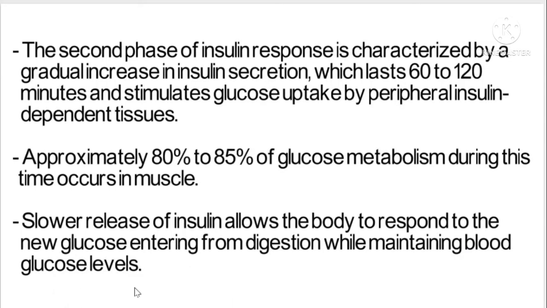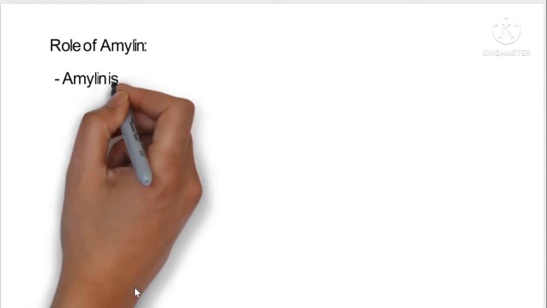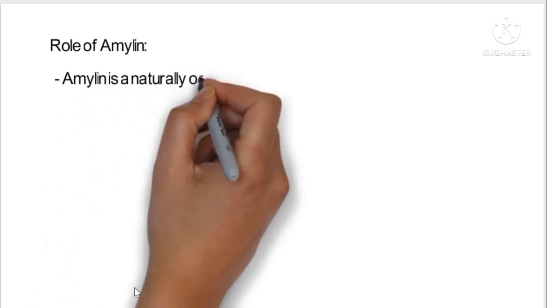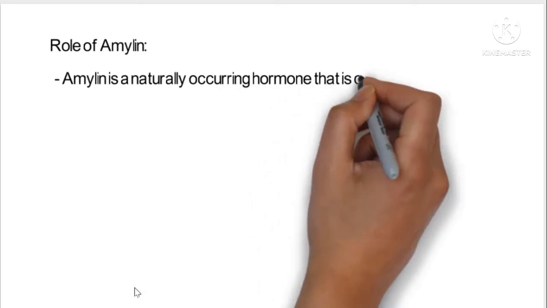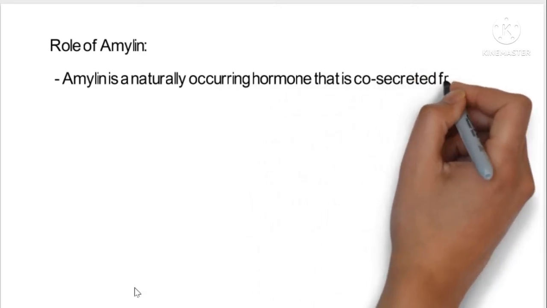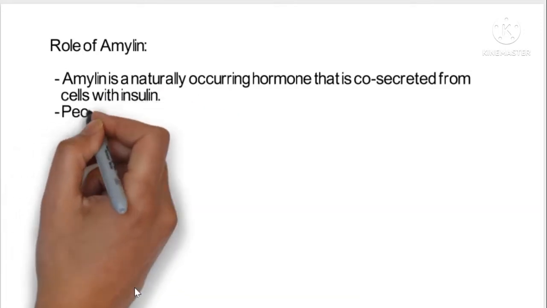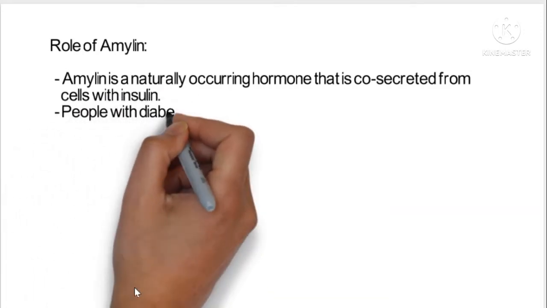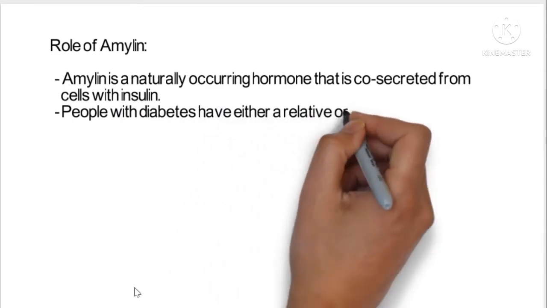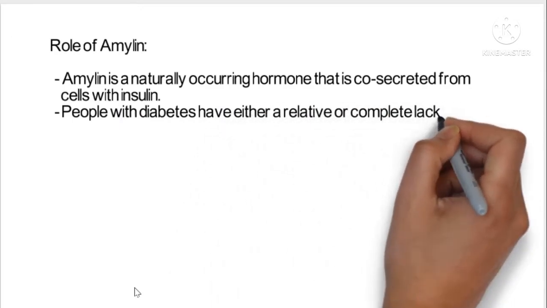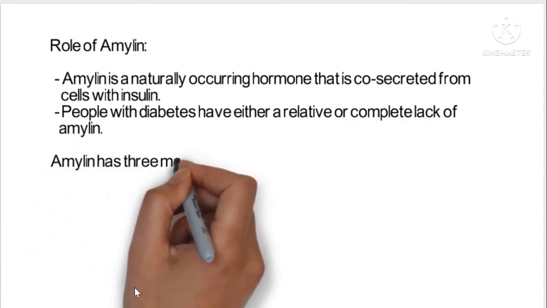Okay, now move to the role of amylin. Amylin is a naturally occurring hormone that is co-secreted with the insulin through beta cells. It is believed that most patients who have diabetes will have a relative or complete lack of amylin.